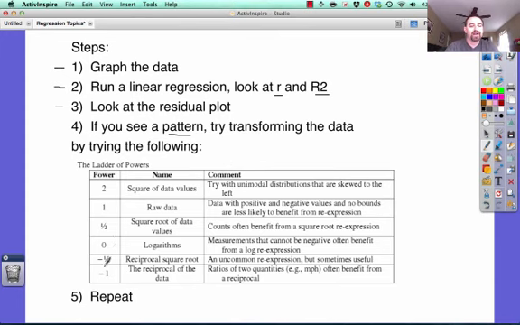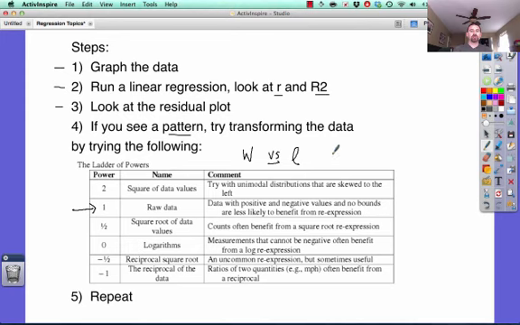Now here's a ladder of powers. I don't want you to worry too much about this, but here's the concept, and I want us to be strong with the concept. We start here with raw data, power of 1. With the ladder of powers, we can try different things. For instance, right now I'm graphing weight versus length, and my sense is that this is a nonlinear model. So I can try some things.